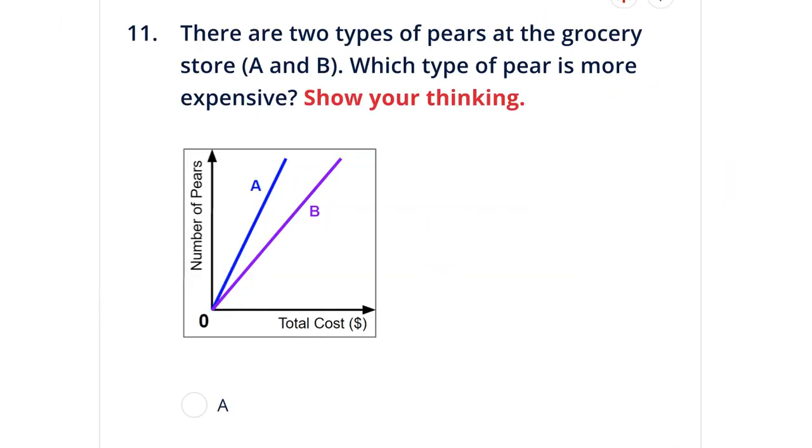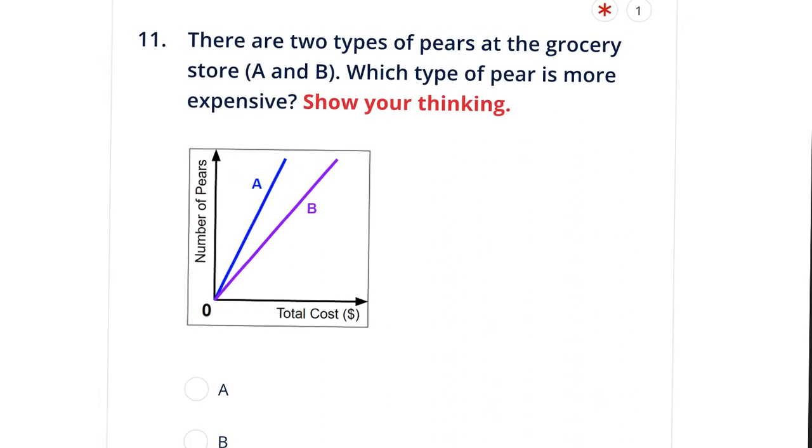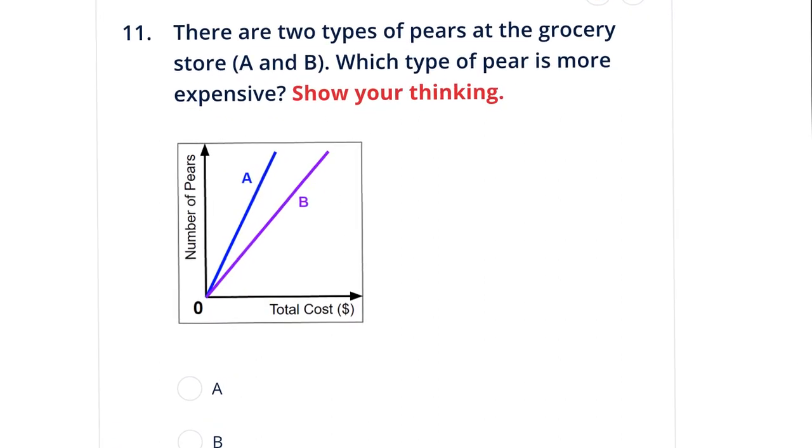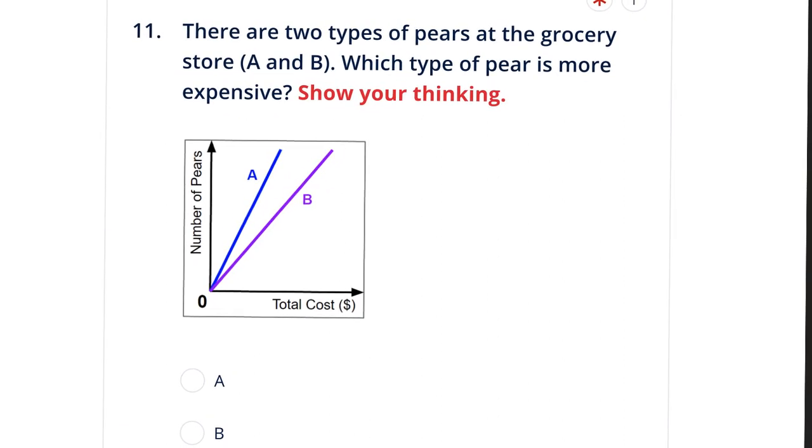Question 11 is about some pears at a grocery store. I know that some students had a difficulty with the picture, maybe not showing up on formative. So it is a good thing that we're going over this. It says that there are 2 types of pears at the grocery store, store A and B. And which type of pear is more expensive, A or B?